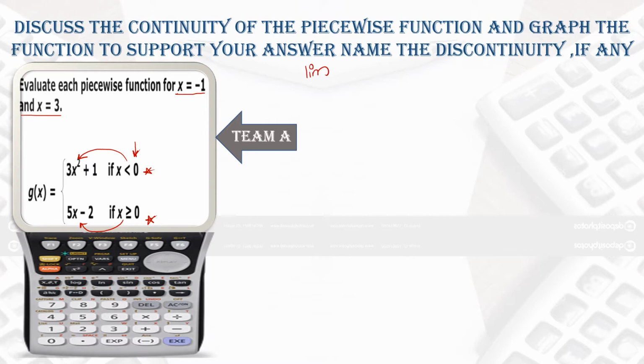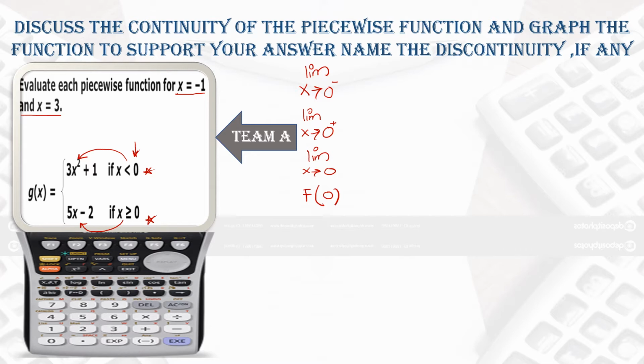In order to solve the continuity questions, we need the data to be written on one side. That means the limit as x approaches 0 from the left side. We need the limit as x approaches 0 from the right side. We also need the limit as x approaches 0 from both sides, and the continuity cannot be done if we do not read f of 0.